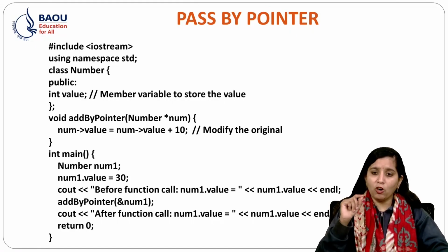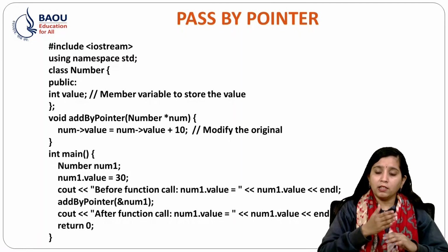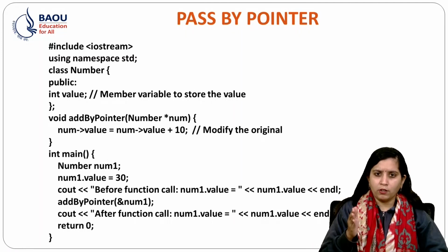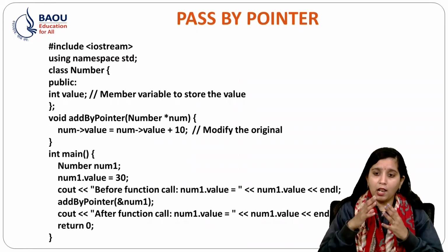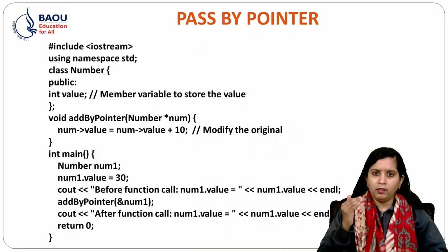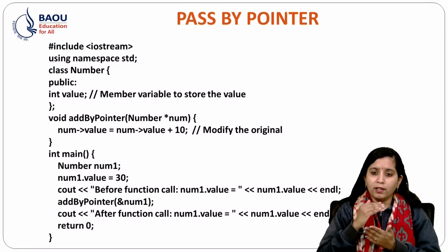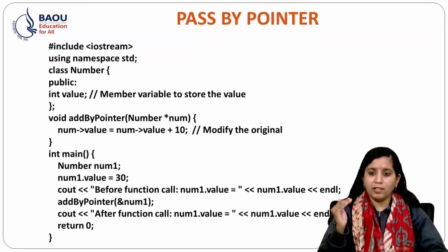Instead of passing an object by reference, we can pass a pointer to an object, because this allows the function to manipulate the original object, and it provides a clear mechanism for checking if the pointer is valid or not, as we discussed earlier.